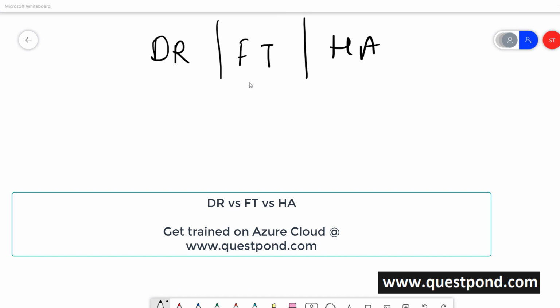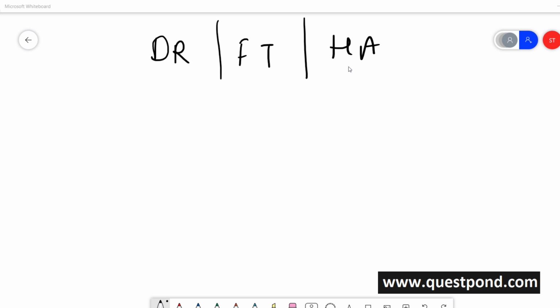Disaster recovery, fault tolerance, and high availability. For many developers out there, these three terminologies are one and the same. I have seen developers saying that if we have disaster recovery in place, that means automatically it is highly available. And if something is highly available, then when we have a fault, we can just switch over, right?